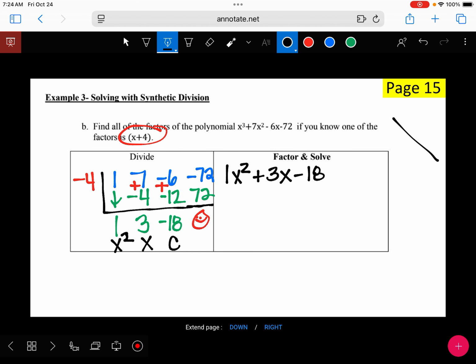In order to factor it, we need two numbers that multiply to be negative 18 and add to be a positive 3. So I'm going to give you a moment. Don't say it out loud when you figure out what they are.